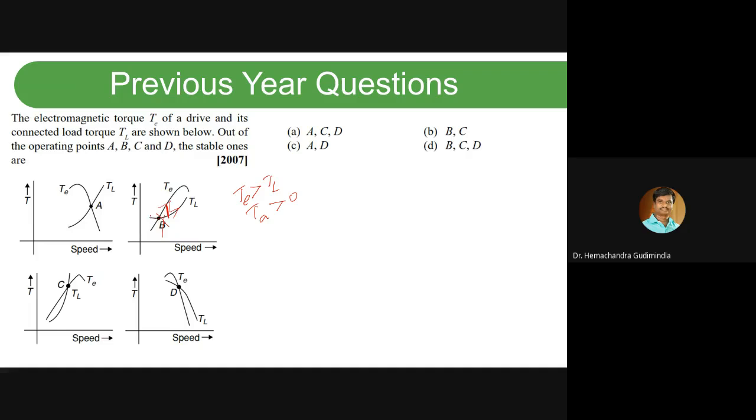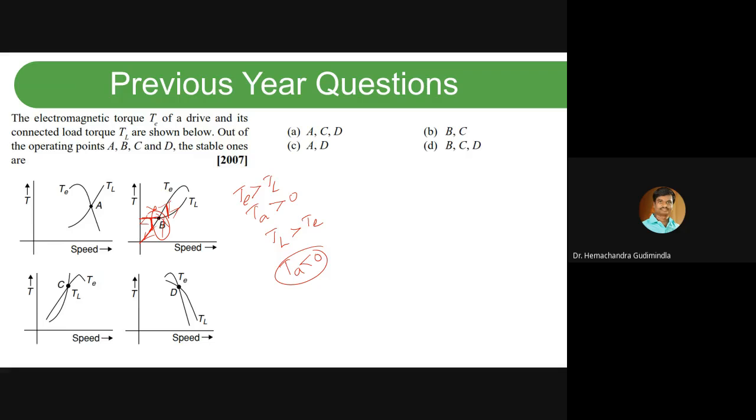Now the same thing if I apply over in this region. In this region, TL is greater than TE. This is the TL graph and this is the TE graph. So TL is greater than TE, so TA is less than 0. That means it decelerates, and decelerate means it will go this side. I don't know where it will get settled, but it won't settle at point B. So B is definitely an unstable point.